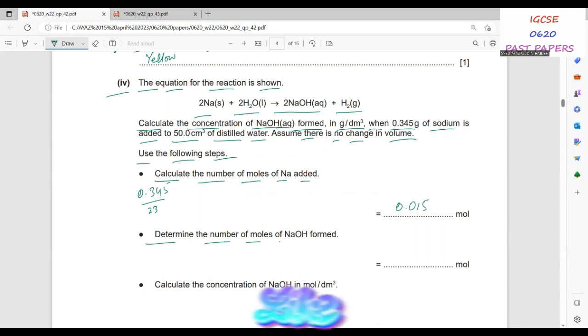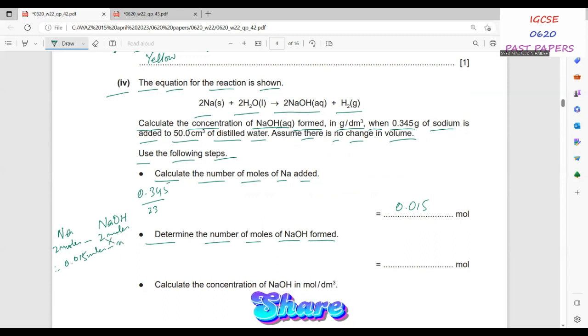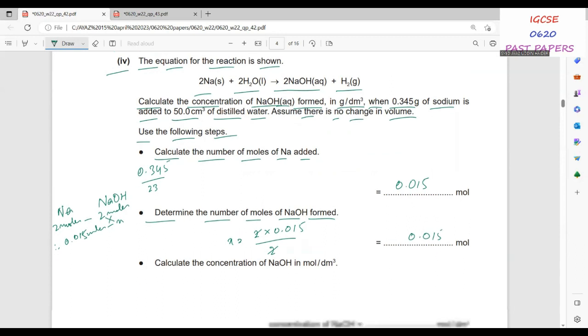Determine the number of moles of NaOH formed. This is a relationship between Na and NaOH. According to the equation, 2 moles gives 2 moles of NaOH. Therefore, 0.015 moles gives X moles. So X is equal to 2 multiplied by 0.015 divided by 2. The answer will be 0.015 moles of NaOH.